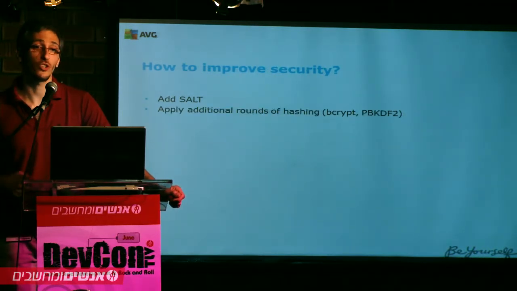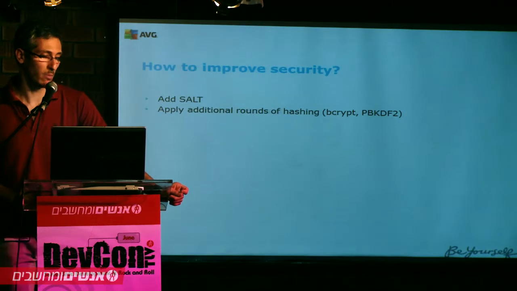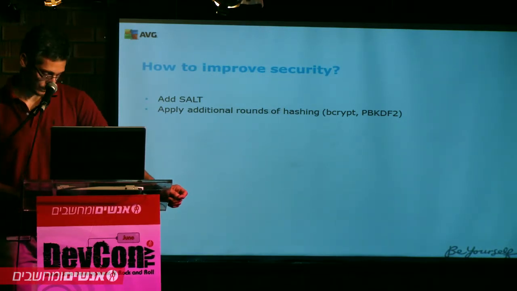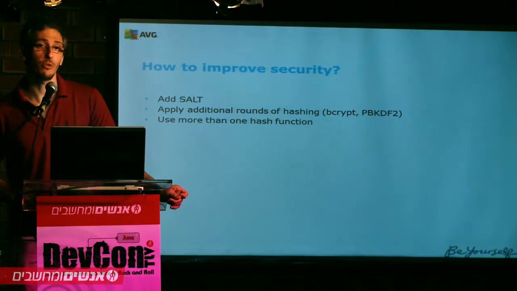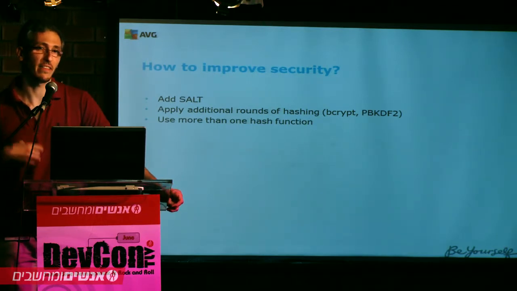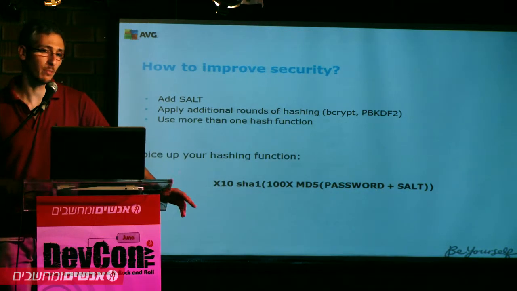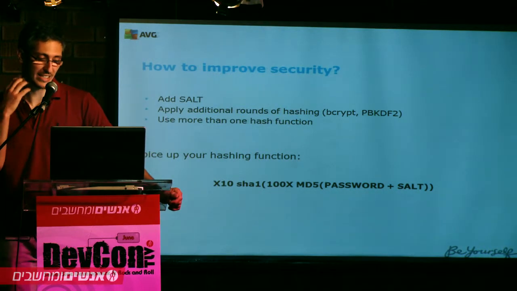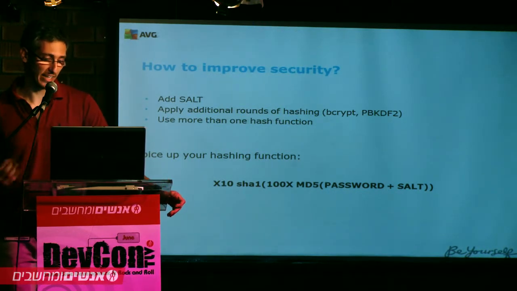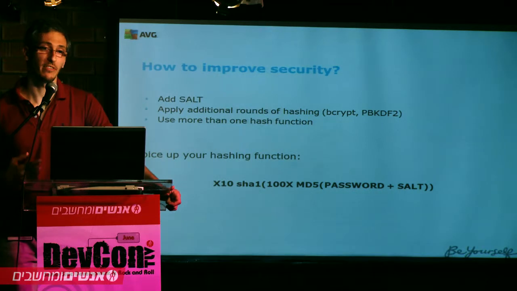You could apply additional hash iterations, so don't run your user's password only once through MD5, but add additional rounds of hashing. And lastly, you could use more than one single hash function. Again, this will add more time to the cracking process, because some hashing algorithms are slower to perform than others. So you could spice up your hashing function by, let's say, taking your user's password, adding salt to it, running it through MD5 100 times, and on top of that, adding 10 times SHA-1.